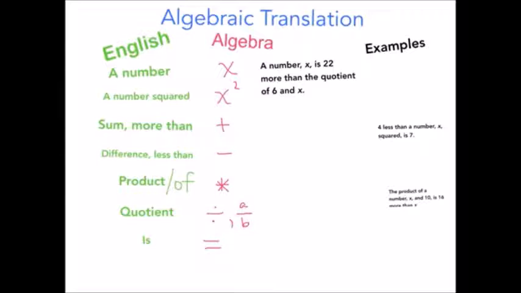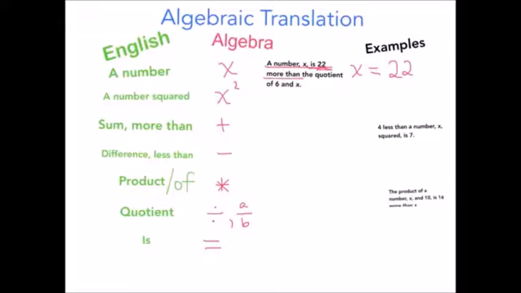A number x is 22 more than the quotient of 6 and x. Well, let's go right into this. We see that we have a number x. Simply write it as you see it. Let's write x. Then we see the word is. Oh yeah, that means equals. Our next one, we just see the number 22, so let's write that down.